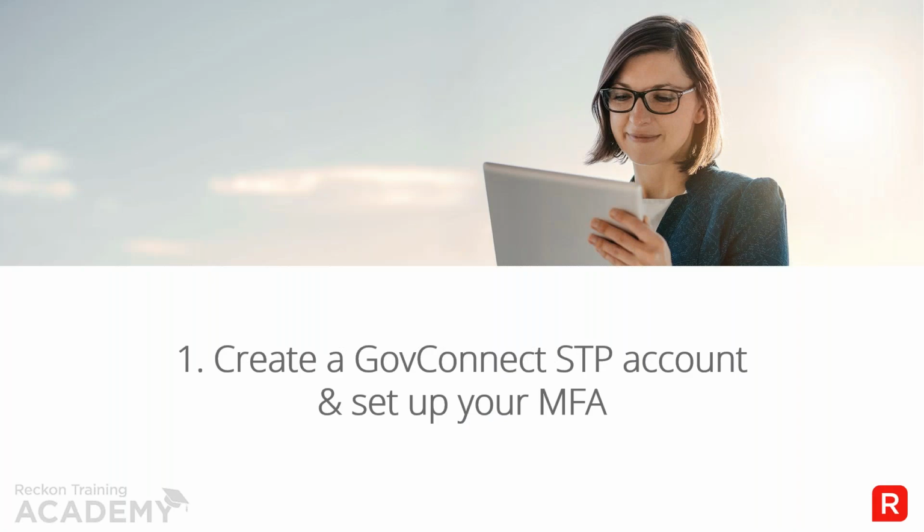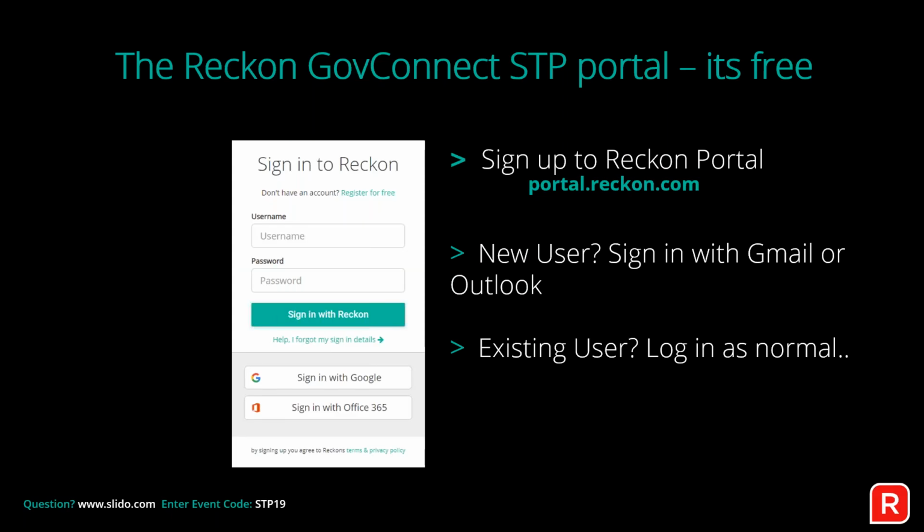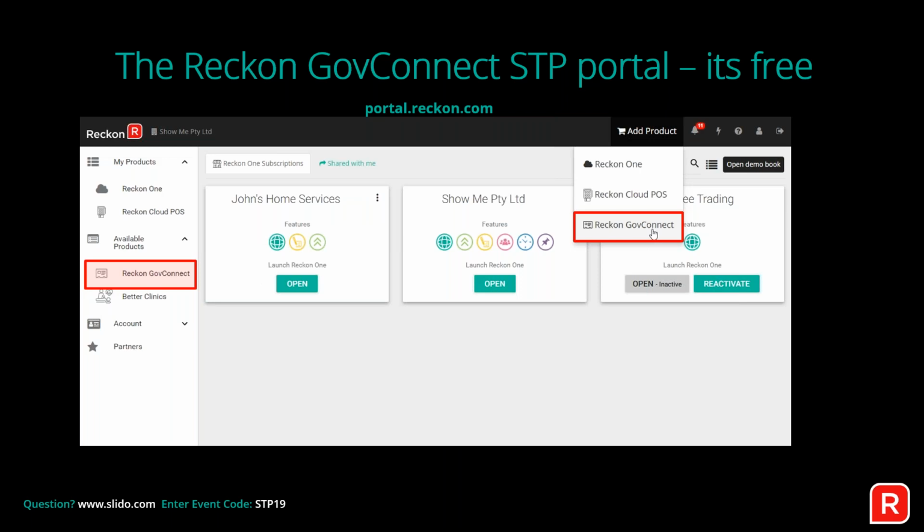So let's have a look at setting up the GovConnect STP account and MFAs. As we said, GovConnect STP is free. Just go to portal.reckon.com, log in there, and if you're not a user yet, just click on register for free and create a login. Once you're in the login, you'll need to acquire the Reckon GovConnect application. So just click on Add Product and select Reckon GovConnect.